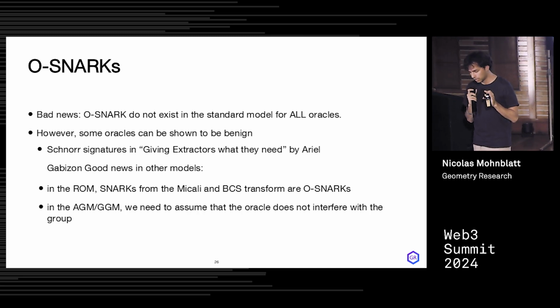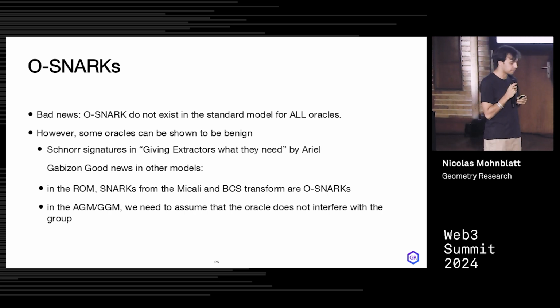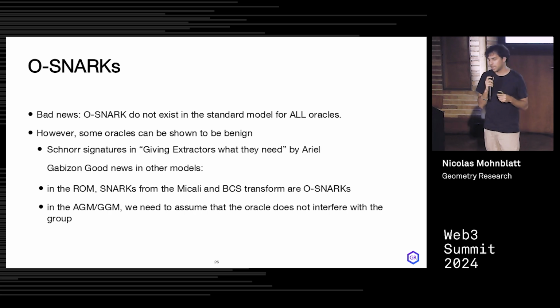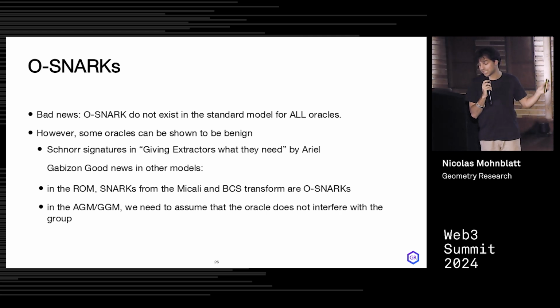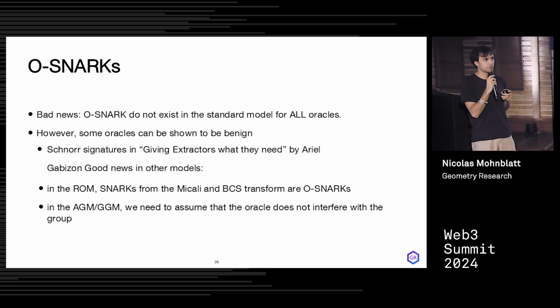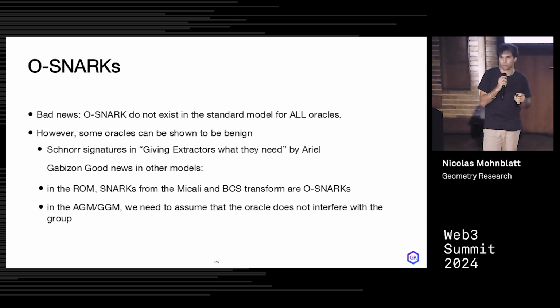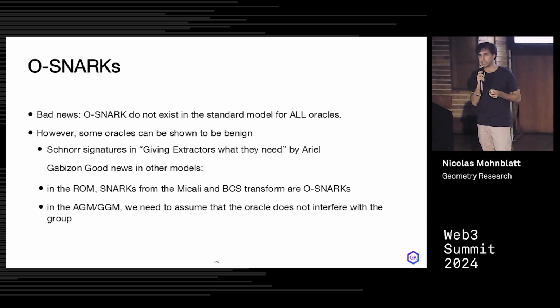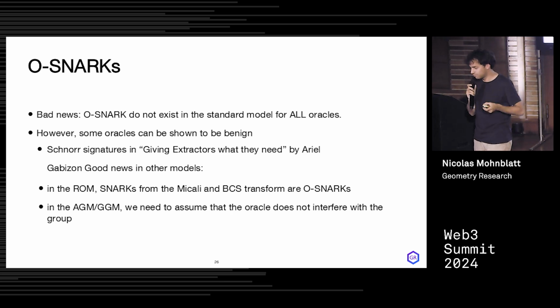If you move to like the algebraic group model or generic group model, the sort of stuff we use for KZG-based SNARKs, you also need to be careful about what oracles you're dealing with, especially if the oracle messes with the group. So if you're doing KZG over BN254 or whatever pairing-friendly curve you like, and you're verifying RSA signatures, you're probably safe. But if you're verifying signatures over the same group, maybe something messes up.